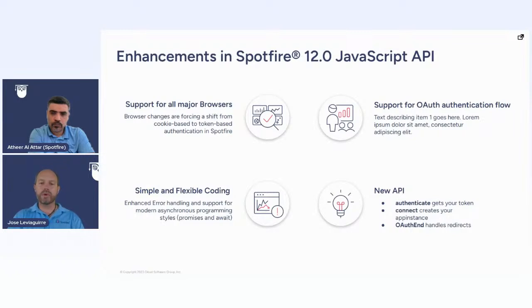So let's talk about support for OAuth authentication flow. In Spotfire 12, web mashups now use OAuth 2 for authentication. This requires registering your application as an API client with Spotfire Server. I'm going to have a slide about that, on how that works. It's a little bit technical, but it's something you need to do in order to register that API client. And you will need an API client ID for authentication. While the setup needs some configuration, it provides better security and browser compatibility.